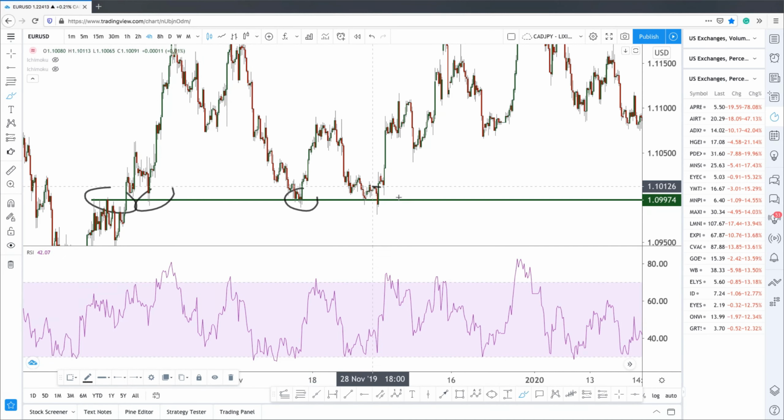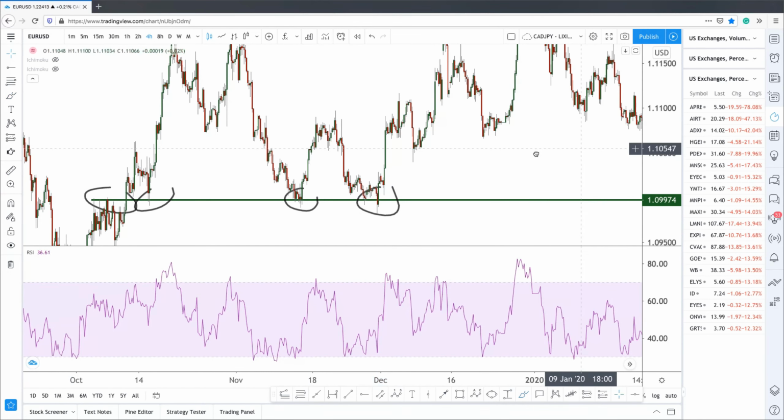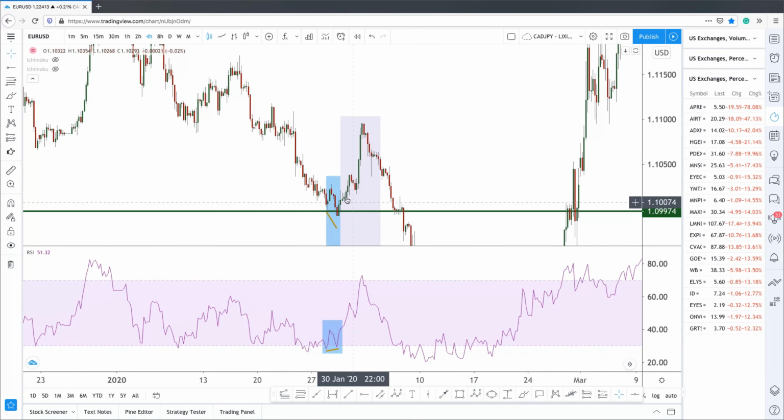1, 2, 3, 4. And then when we look to this level, it actually bounces off again, and you have a very nice divergence that we saw. So this is another way you can combine different indicators.